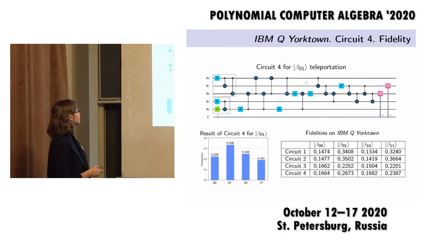And here you can see the circuit 4, which we applied after the modification of IBM Q Yorktown. And for this circuit, all states except beta 0,0 were teleported correctly, so the probabilities of observing the correct results were higher than incorrect ones. But the fidelities on this computer after the modification stayed quite low. You can see them in this table.